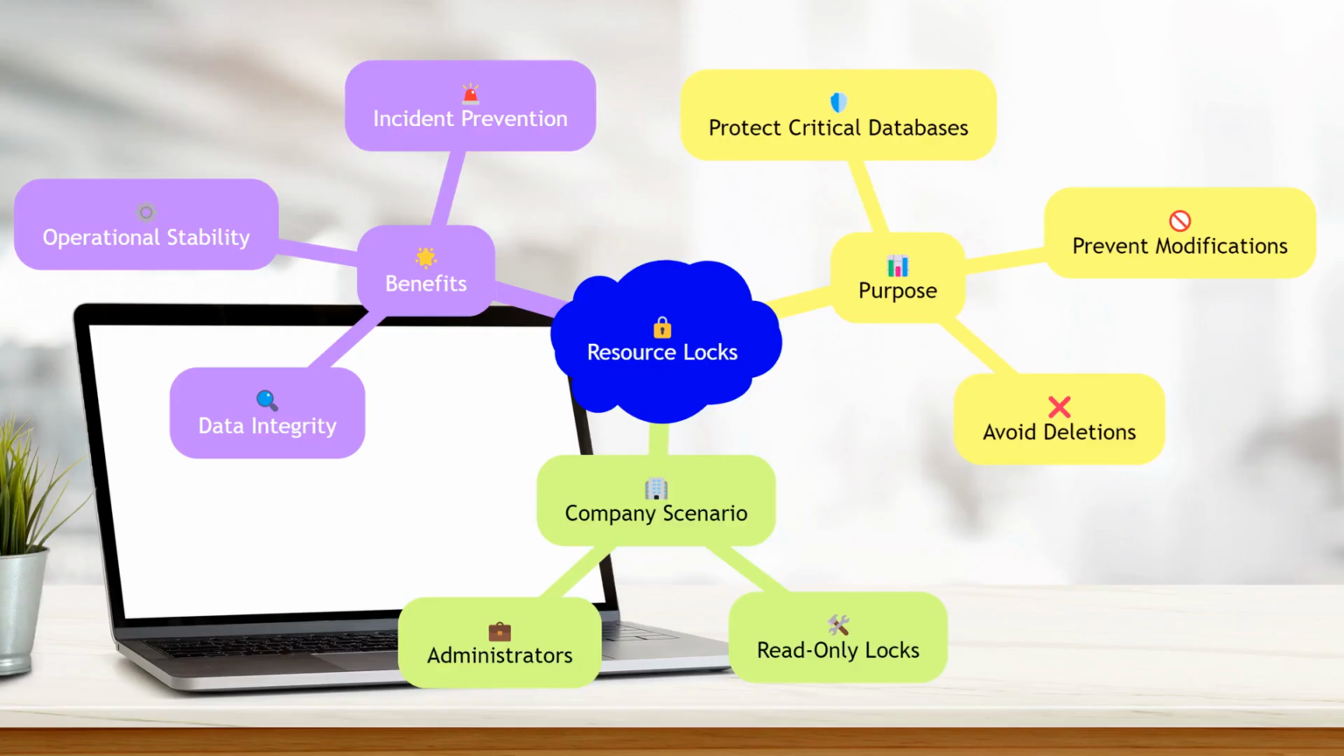Consider a scenario where a company uses resource locks to protect its critical databases. By applying read-only locks, the company ensures that the databases cannot be modified or deleted by mistake. This has prevented several potential incidents where administrators almost made changes that could have led to data loss. The case study highlights the practical benefits of resource locks in maintaining data integrity and operational stability.